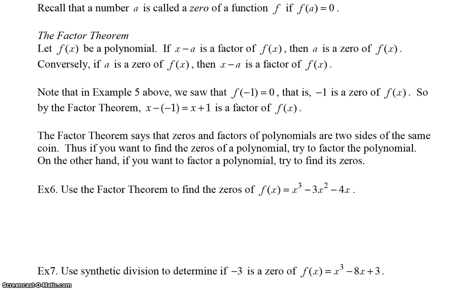We'll see that in trying to find zeros of polynomials, we'll look for factors. In obtaining factors of a polynomial, we'll easily identify zeros. They're two sides of the same coin. So we'll explore this relationship further in the following examples, which will begin on the next video.